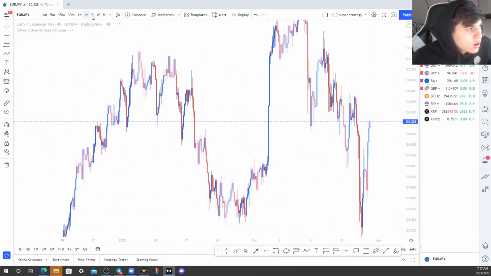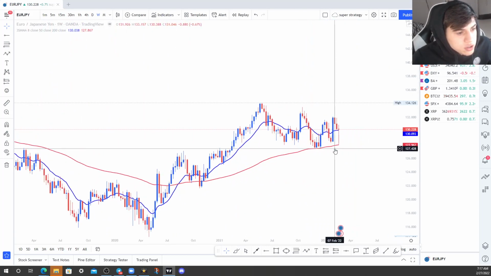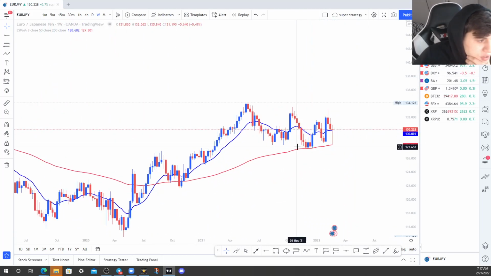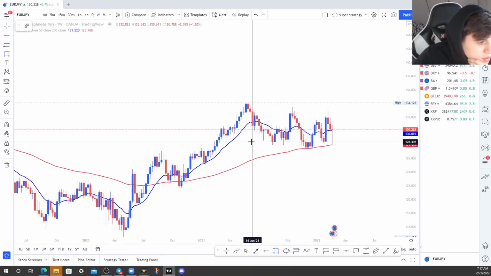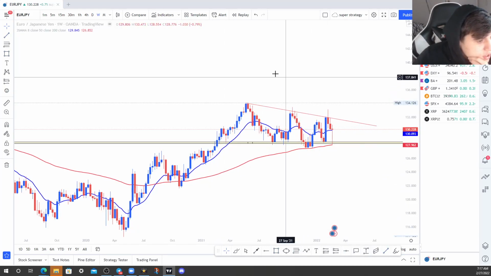Super simple trading, guys. I try to simplify trading as much as possible because that's how you guys will become profitable. So now we're gonna go up to the weekly time frame here on Euro JPY. Euro JPY had a massive drop over here, but we started to respect this area here, so that does look very nice. As long as we stay above this area, I'm looking to go bullish. We also have this sort of trendline situation here.